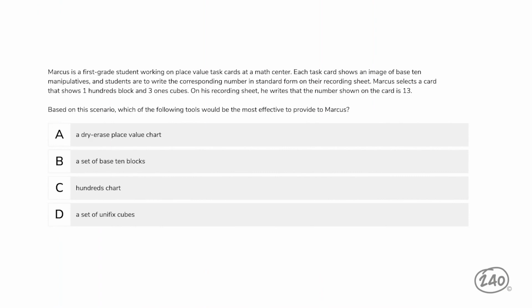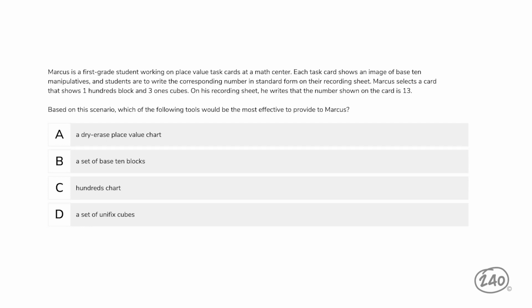Now for questions. Let's head back to the beginning with that mathematics instruction and processes piece, starting with manipulatives. Marcus is a first grade student working on place value task cards at a math center. Each task card shows an image of base 10 manipulatives, and students are to write the corresponding number in standard form on their recording sheet. Marcus selects a card that shows 100s blah and 3 1s cubes. On his recording sheet, he writes that the number shown on the card is 13. Based on this scenario, which of the following tools would be the most effective to provide Marcus?